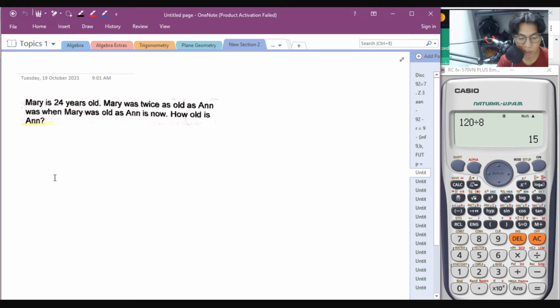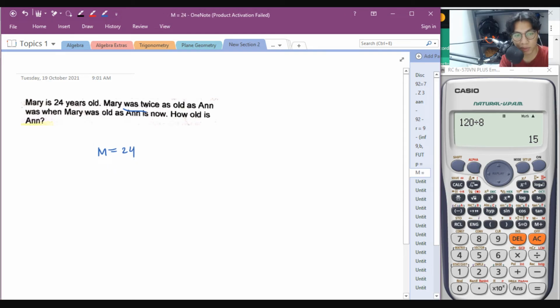Ako dito, hindi na ako nagte-table. Tinatandaan ko na lang yung keyword. If that is was, yung kanyang word, was, keyword dyan, was twice as old as Anne, ibig sabihin, mas matanda si Mary. So, you can solve this. Okay. Mary is 24 years old now. Okay?